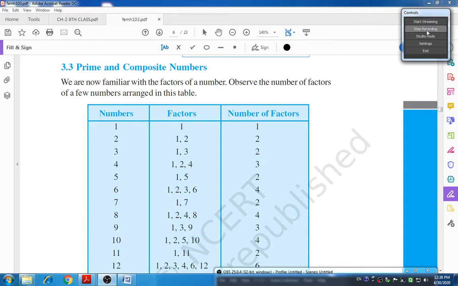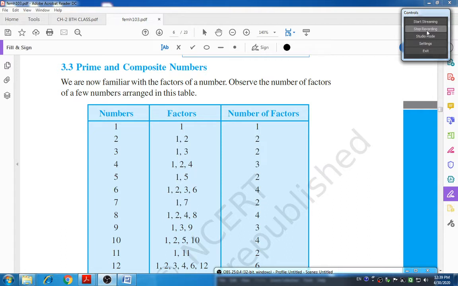Hello, 6th standard students. Already we have started to learn our third topic of mathematics, that is Playing with Numbers. And in the last video we have studied about the factors and multiples. And today we are going to learn about the prime and composite numbers. We are now familiar with the factors of numbers.